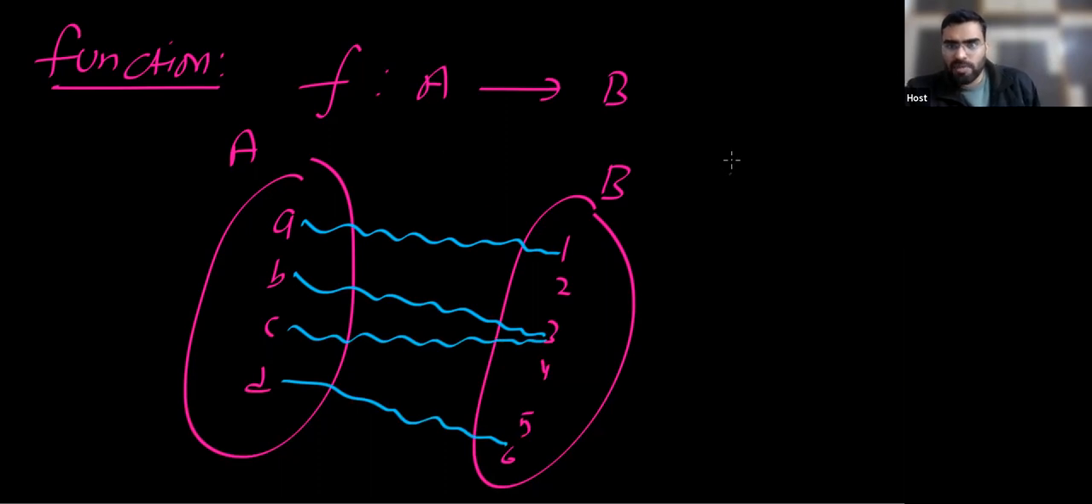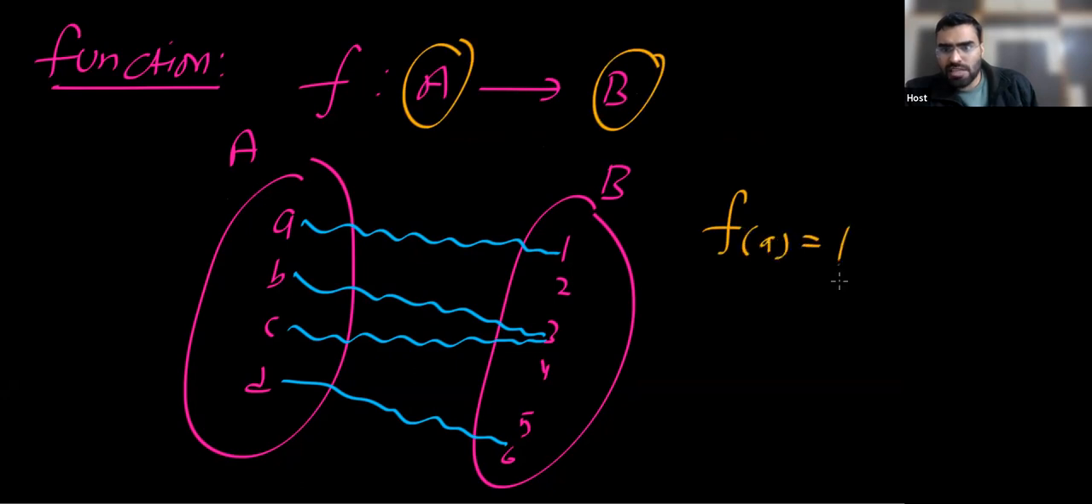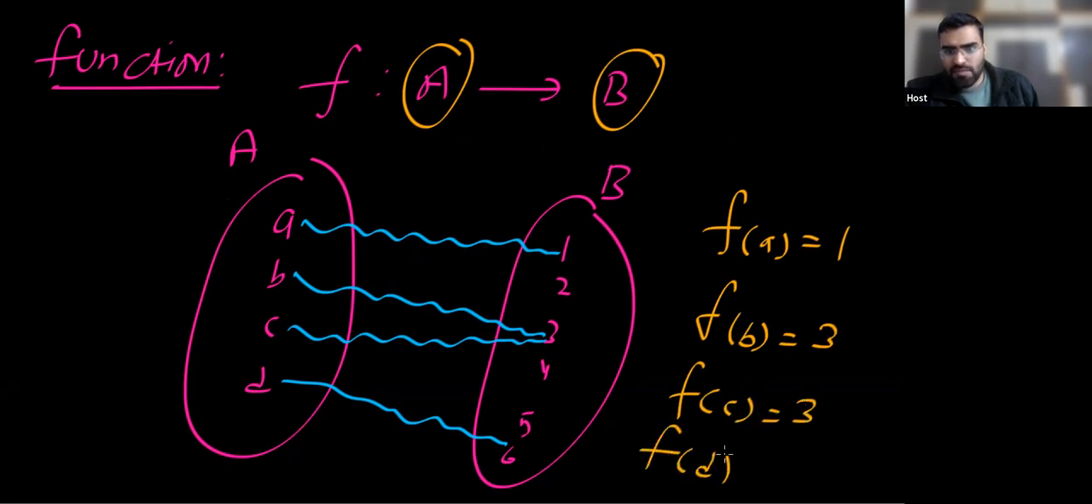Okay, in a function what happens? For every element in A, there is exactly one image in B. So I can say that f of a is equal to 1, f of b is equal to 3, and f of c is equal to 3. And I can say f of d is equal to 6.